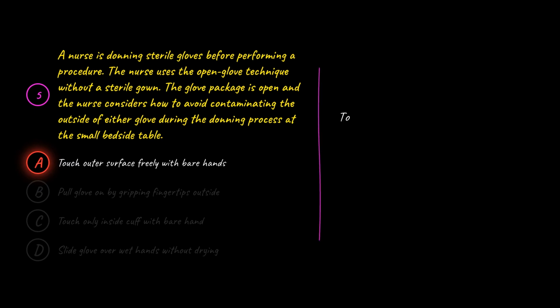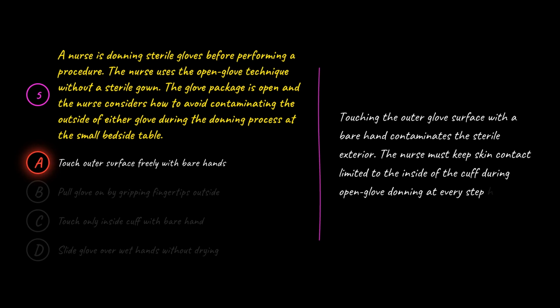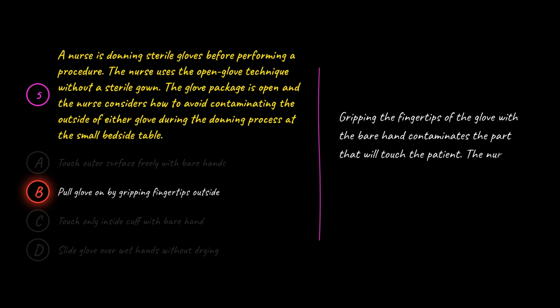A is wrong because touching the outer glove surface with a bare hand contaminates the sterile exterior. The nurse must keep skin contact limited to the inside of the cuff during open glove donning at every step here. B is wrong because gripping the fingertips of the glove with the bare hand contaminates the part that will touch the patient. The nurse must instead pinch the inside cuff and pull the glove onto the dominant hand.